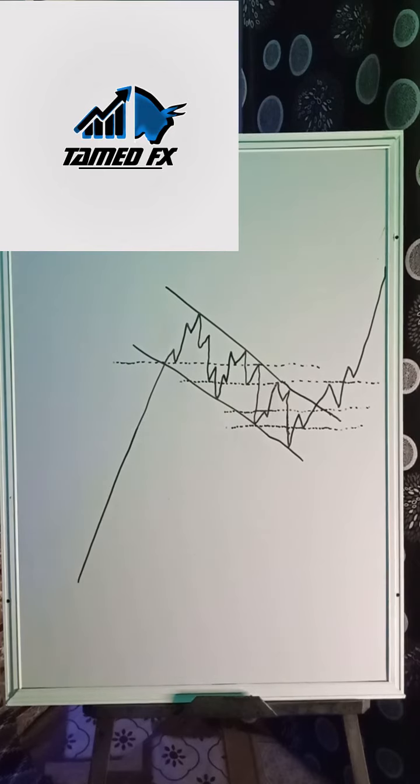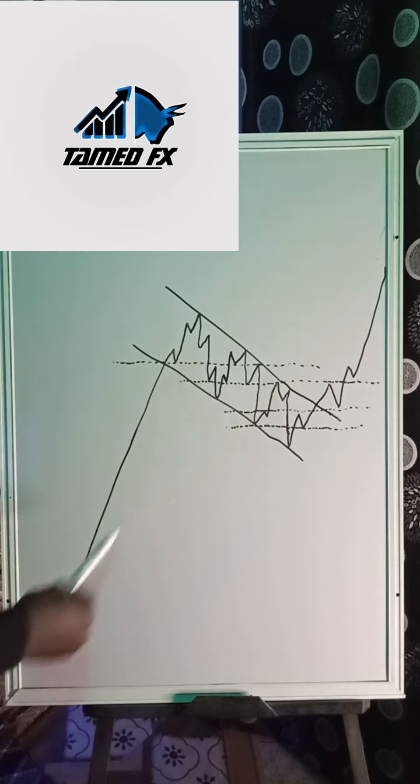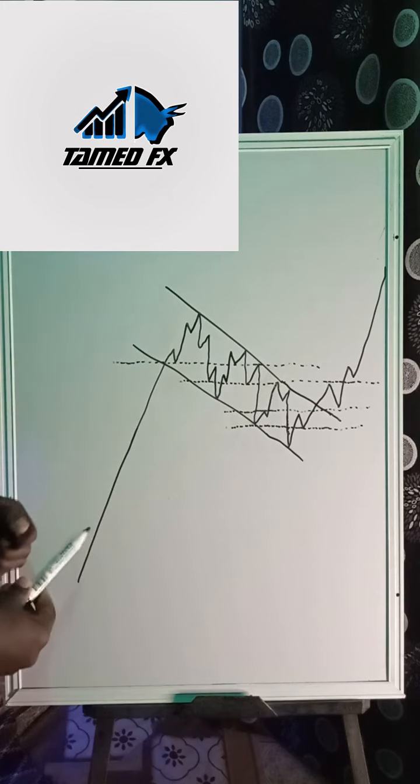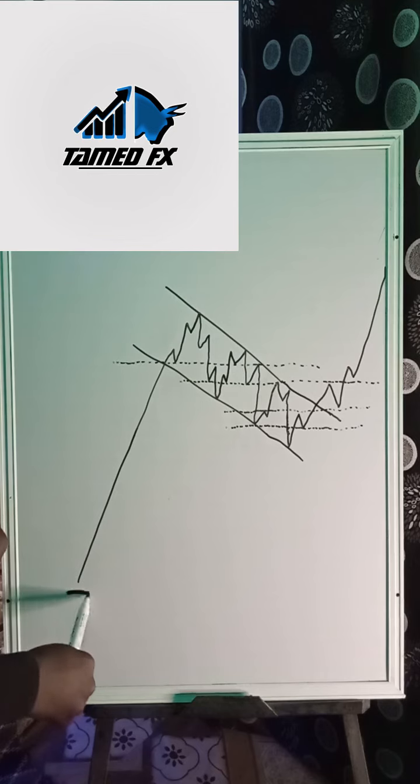Hello traders, here is a bullish continuation chart pattern I thought I should talk about. It usually starts with an impulsive move to the upside. That means you have a bullish trend from this level here.